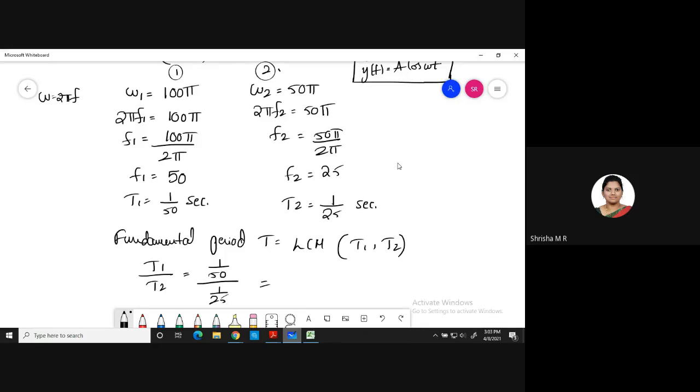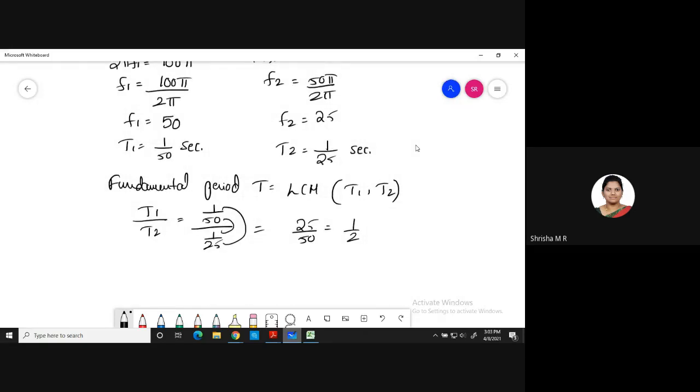So what do you get if you solve this? You get 25 by 50. So what is that? Find the ratio of T1 and T2. It is 1 by 2. So the ratio of T1 and T2 is 1 by 2. So T1 by T2 is nothing but 1 by 2. So 2 times T1 is equal to T2. This is your fundamental period. So what do you get? T is equal to 2 T1, or T is equal to T2. Fine.